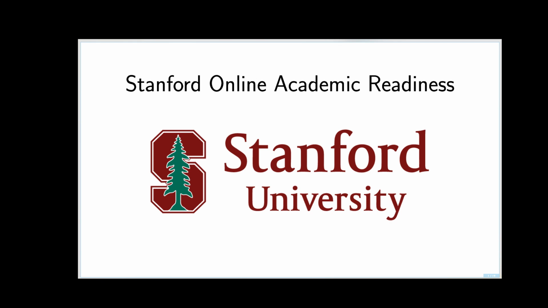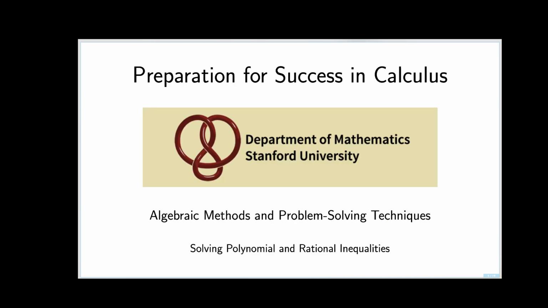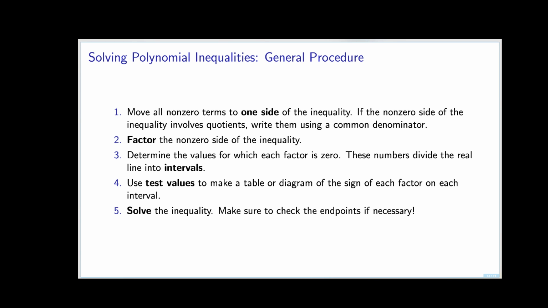In this lesson, we'll continue our work on polynomial and rational inequalities. In particular, we'll do an example problem involving a rational inequality, that is, an inequality involving a quotient. The general procedure will be the same. So we'll start by getting everything on one side of our inequality.